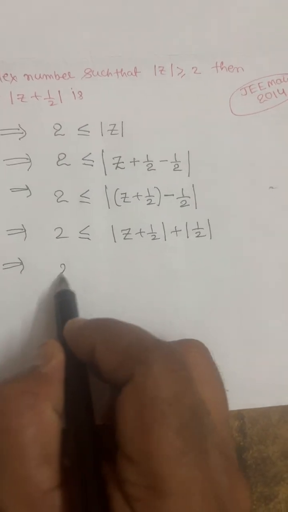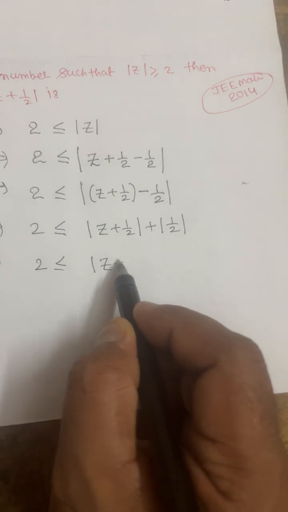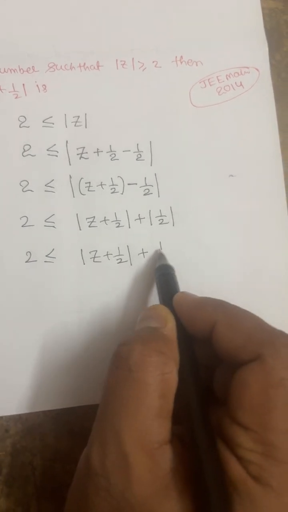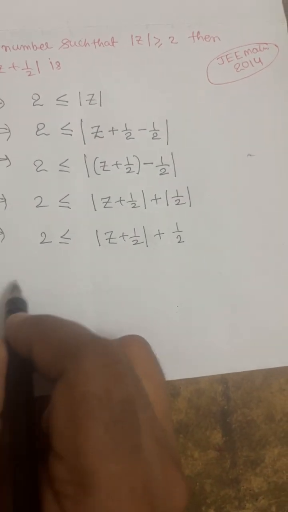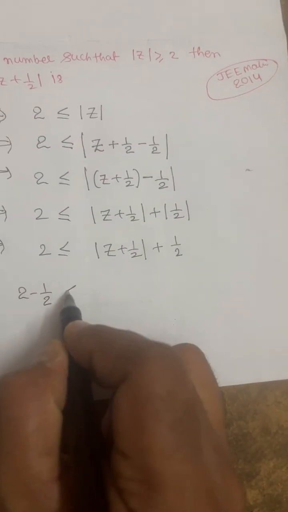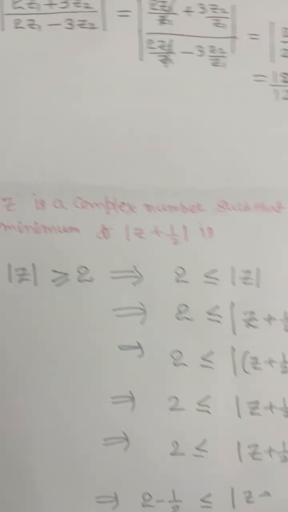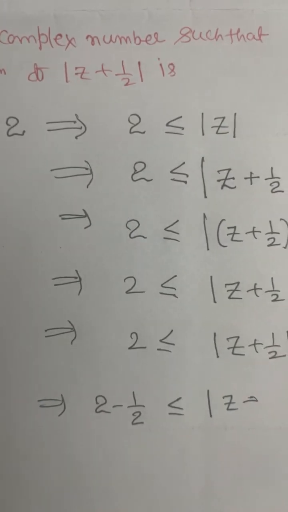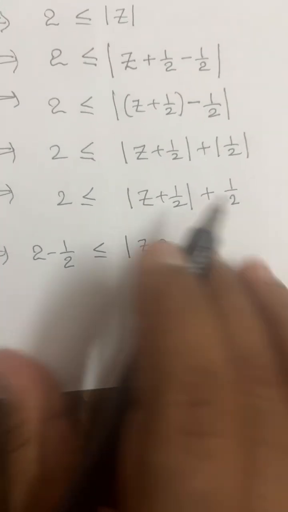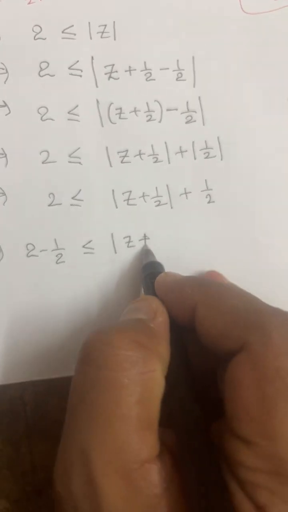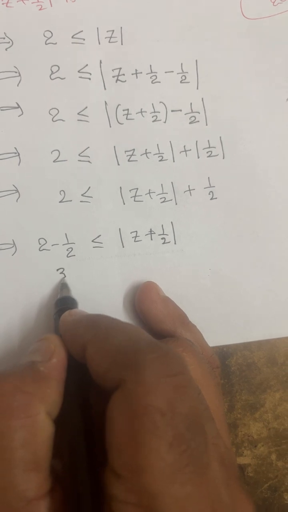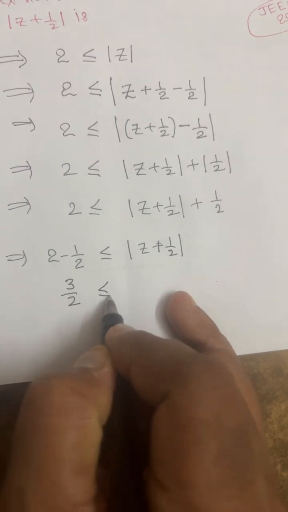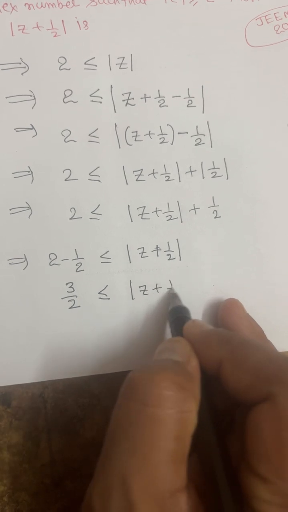So that implies that 2 is less than or equal to mod z plus 1 by 2 plus mod 1 by 2, which is 1 by 2. That 1 by 2 I am transferring to this side. So it comes as 2 minus 1 by 2 is less than or equal to mod z plus 1 by 2. So 2 minus 1 by 2 is 4 minus 1, 3 by 2, is less than or equal to mod z plus 1 by 2.